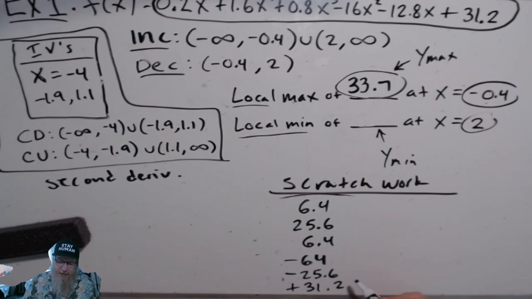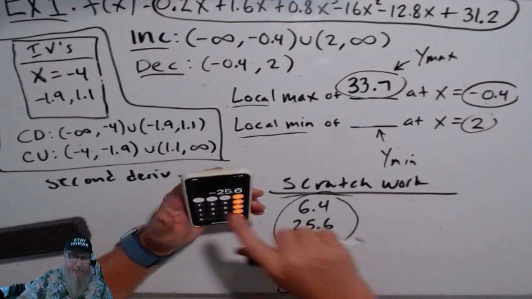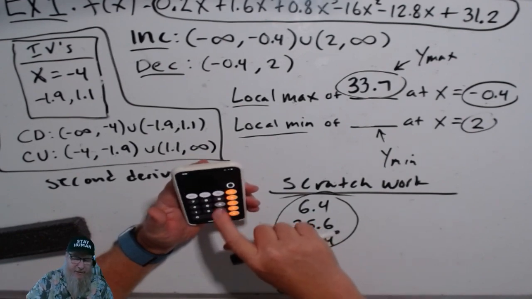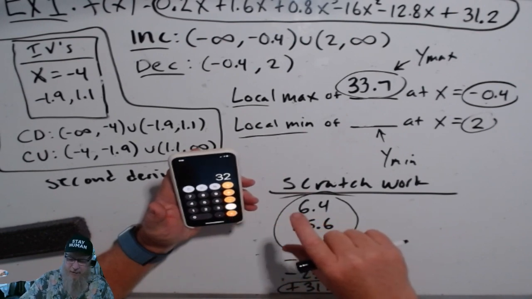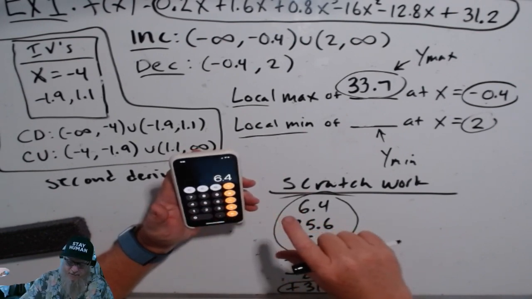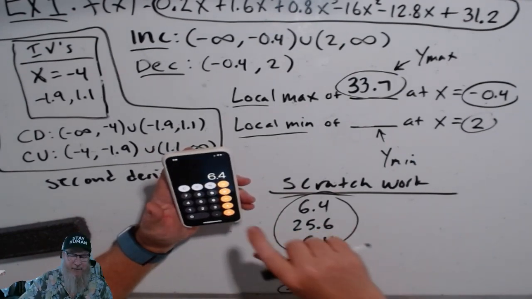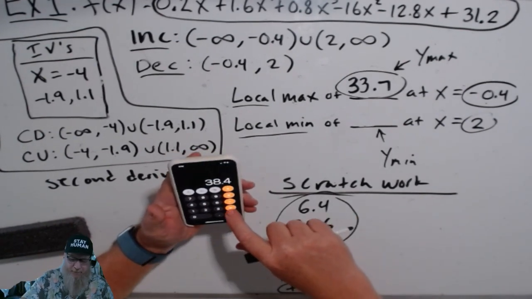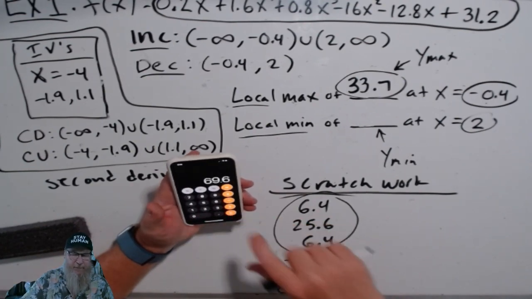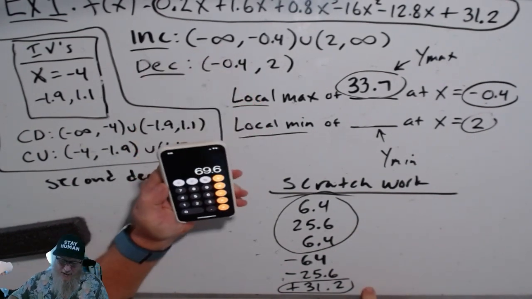So let's do the positives first. 31.2. Let's do all these positives first. Or you can do the negatives first. It's up to you. So 6.4 plus 25.6 plus 6.4. Oh, I should have just canceled the 25.6s, but whatever. I'm already done. So I did all the positives. Now let's, oh no, I didn't do 31.2 plus 31.2. All right, so 69.6 is all the positives.